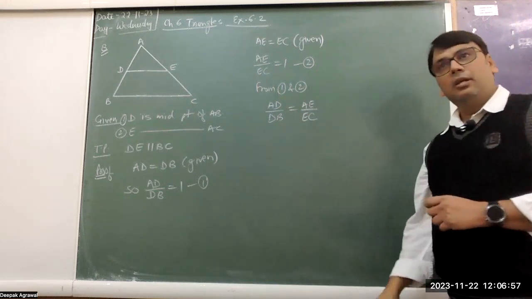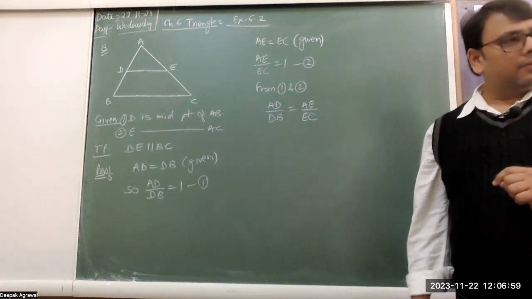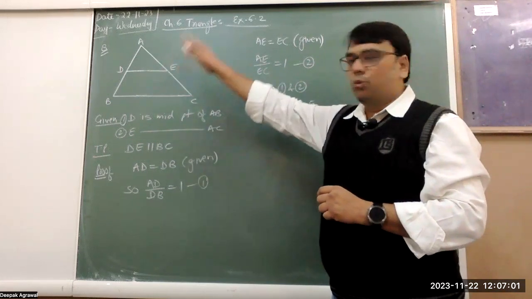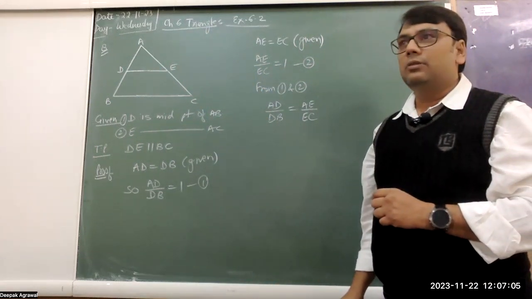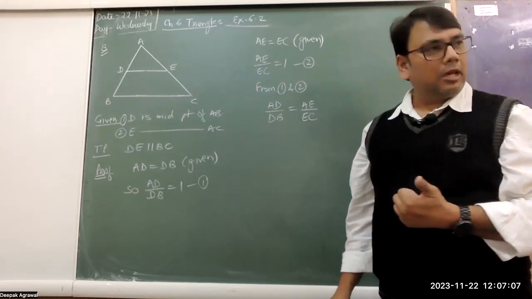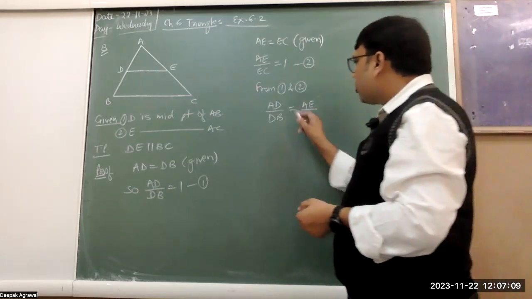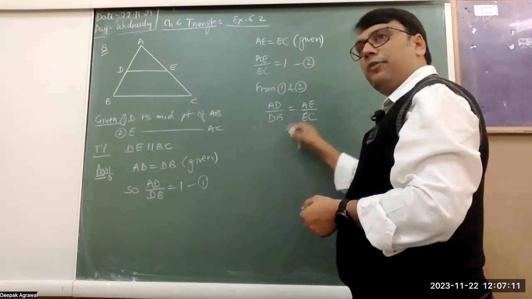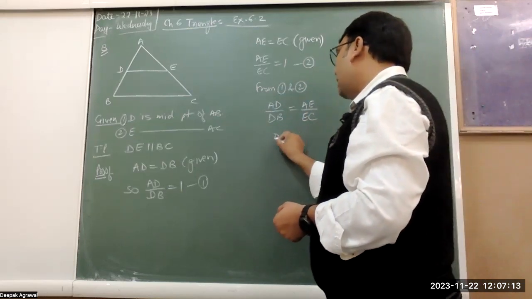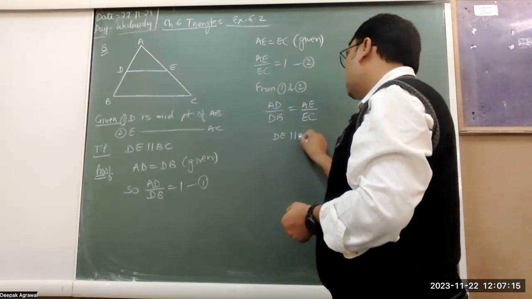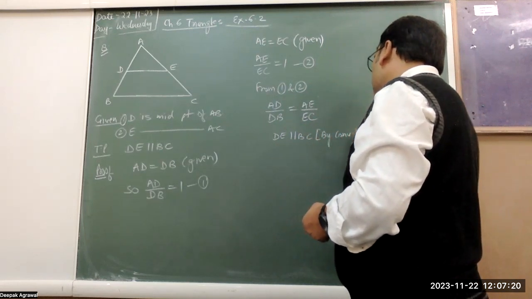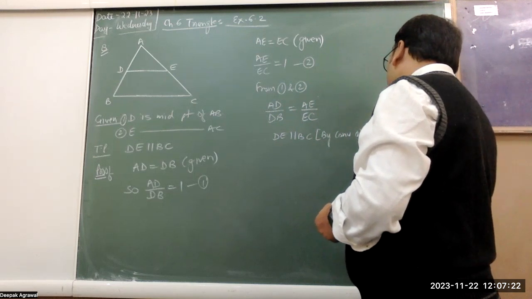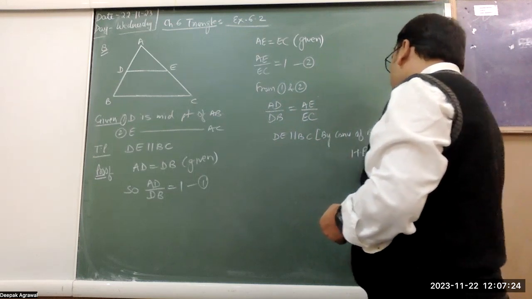कहा जा सकता है. Now, what was the converse of BPT? If a line divides the two sides of a triangle in the same ratio, then the line is parallel to the third side. Converse of BPT यही था. Fine. So, if a line divides the two sides of a triangle in the same ratio, then the line is parallel to the third side by converse of BPT. Hence proved.